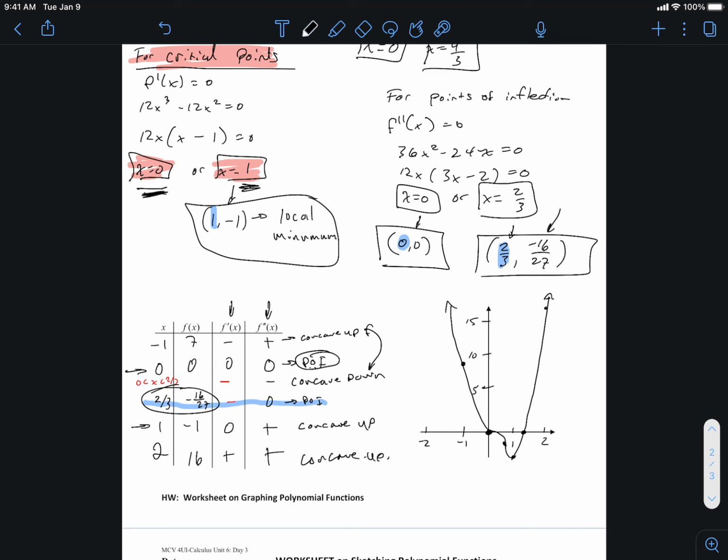All right. So I think we could label our minimums and all our points of inflection and everything. This would be our point of inflection. This would be 2/3 and -16/27. This would be our min. Our minimum of, where is it? Oh, 1, -1. These are our two x-intercepts. And that's pretty much it. Oh, there's one more point of inflection as well. Where are you? Oh, 0, 0.